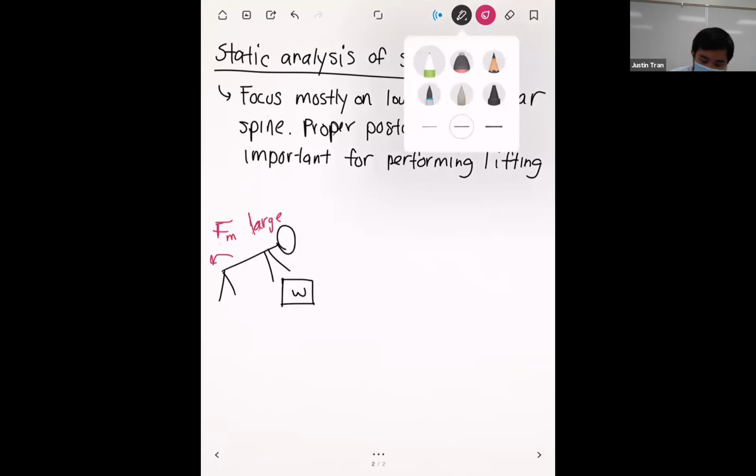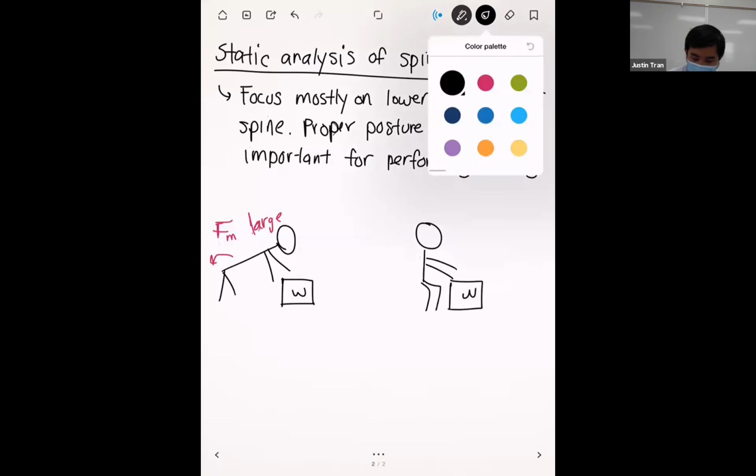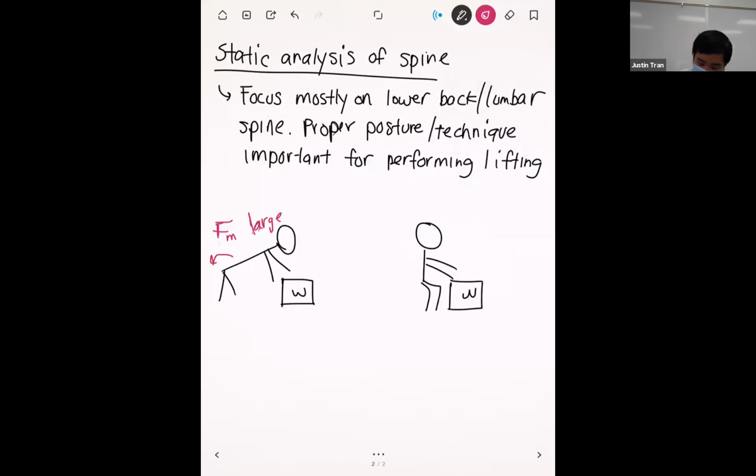Okay. And so we compared the situation to the same task, but instead of bending over to pick it up, what he's doing instead is bending down with his knees, okay? Right. And even with this configuration, it causes a fairly large stress on the lower back, but it is significantly reduced compared to the other configuration, okay?